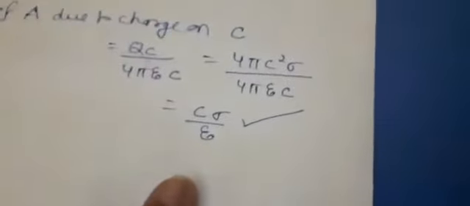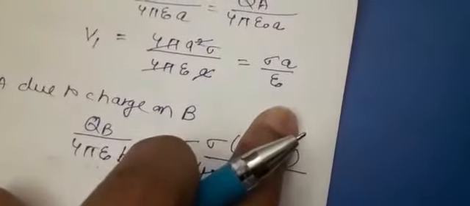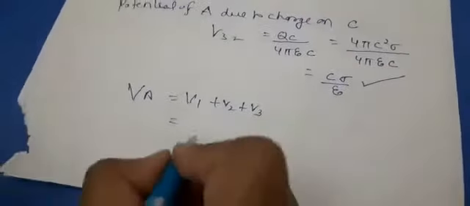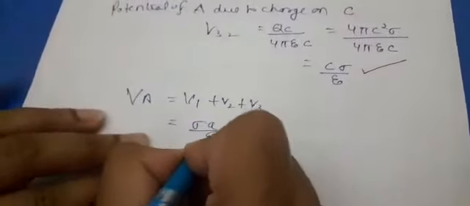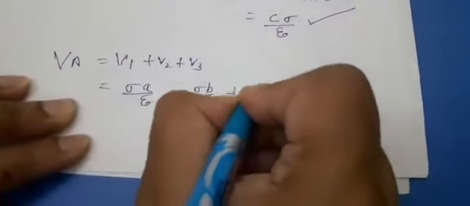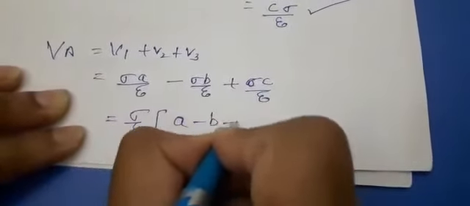So here potential due to shell C will be this one, due to B will be this one, and due to A will be this one. So now potential at A will be V1, let this be V2, this will be V3, so V1 plus V2 plus V3. Add all three: sigma A by epsilon naught minus sigma B by epsilon naught plus sigma C by epsilon naught. Take sigma by epsilon naught common: A minus B plus C.